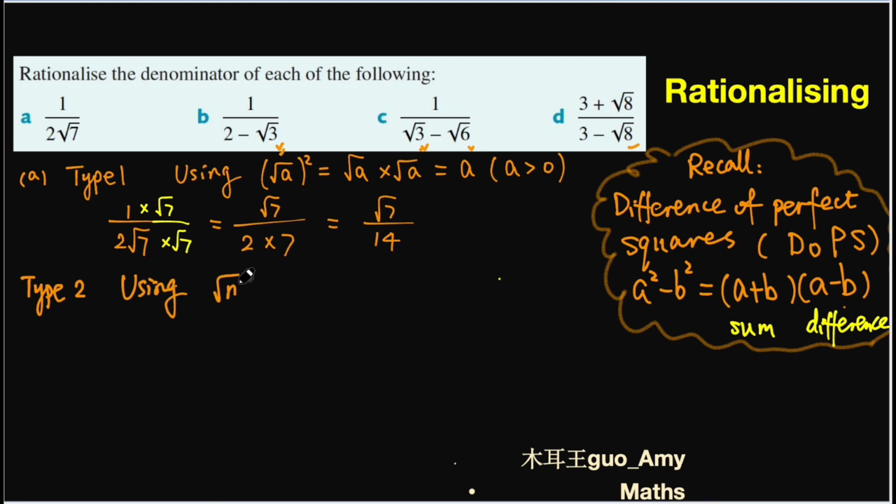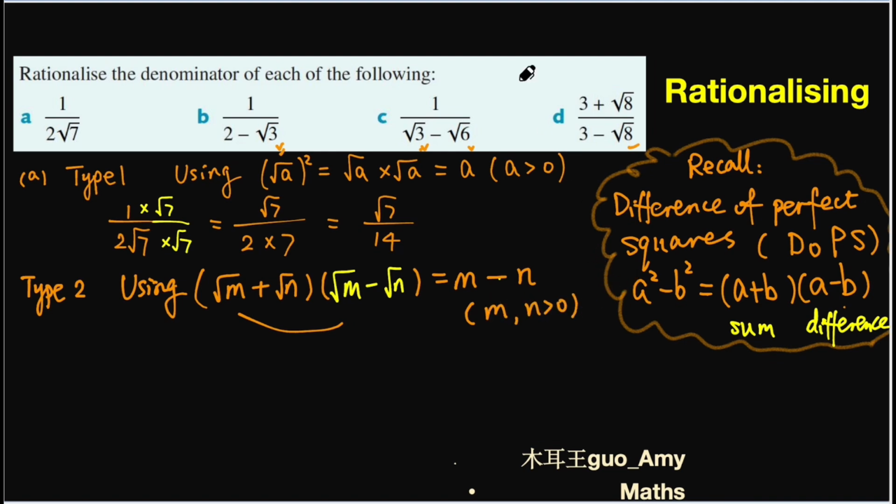If we have root m plus root n, we will multiply this term by the difference of these two values, root m minus root n. The result will be root m squared, which is m, and then the second part we will have root n squared, which is n, and m and n are both positive. And we can see the result part without any root sign.